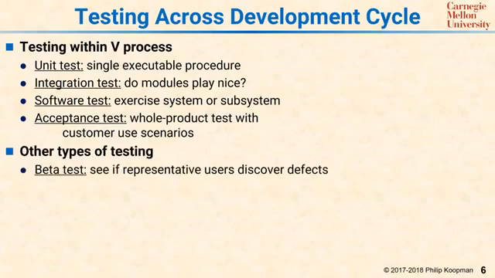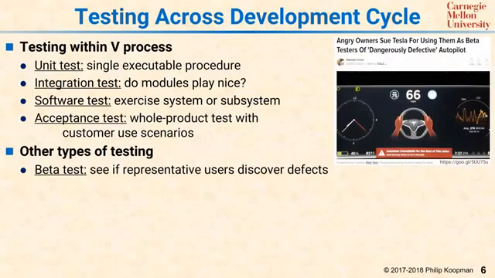There are other places where testing shows up, and they have their own uses. Beta test, for example, is supposed to see if representative users discover defects. Now, this test gets abused. A lot of times people take software which may not be fully baked, and they sell it to people and they say, well, we'll just call it beta, and that way people know it's not 100%, and then they send it to the public. And that can lead to problems with your public perception of your company.